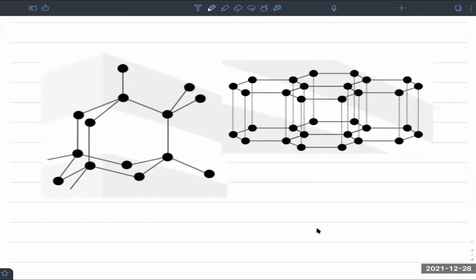These are diamond and graphite. They're two different lattices that we have. And they're not just diamond and graphite. There's also silicon dioxide that shows this. Let me show you the structure of silicon dioxide.